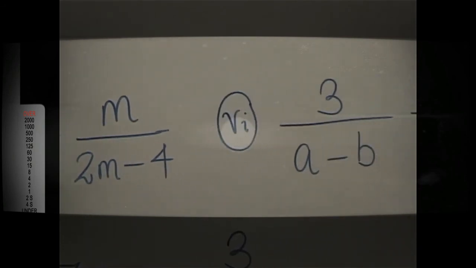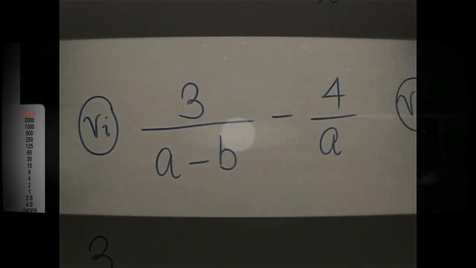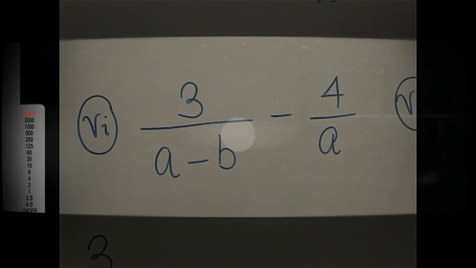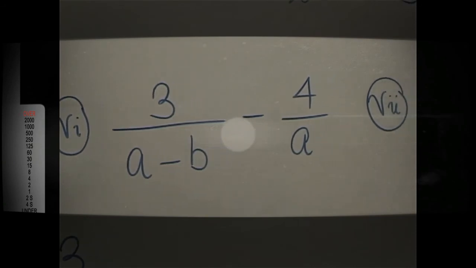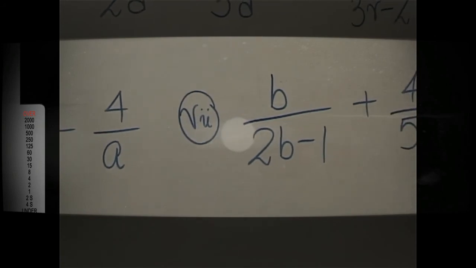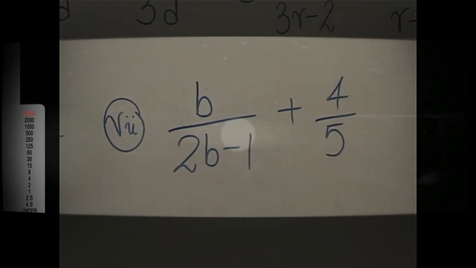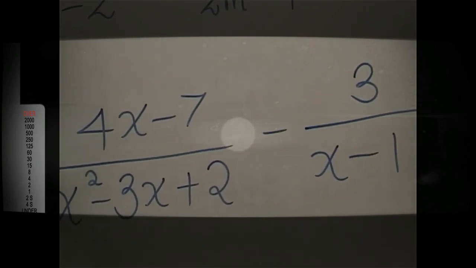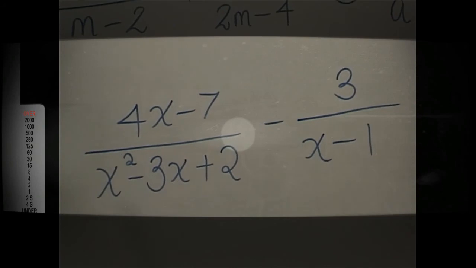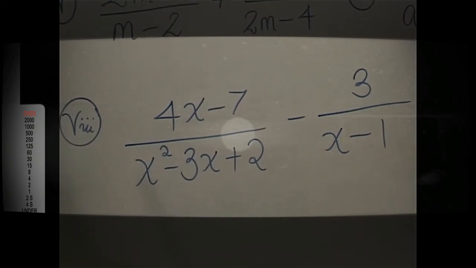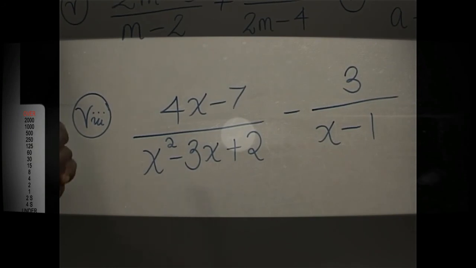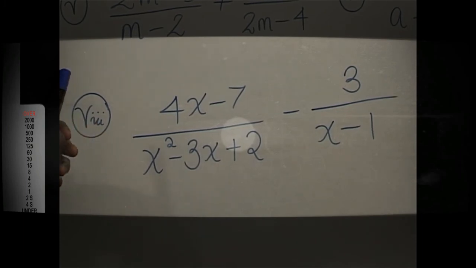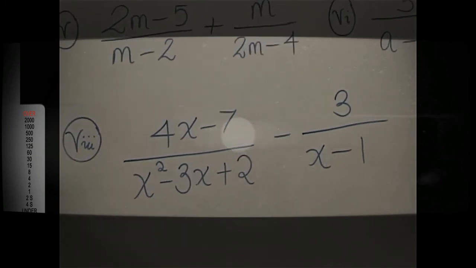The sixth one is 3 over a minus b minus 4 over a. The next one is b over 2b minus 1 plus 4 over 5. And lastly, we have 4x minus 7 over x squared minus 3x plus 2 minus 3 over x minus 1. And like I said, for each one of them, check for those hints which I gave.